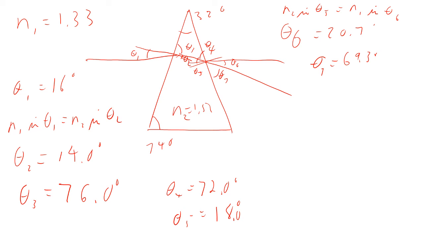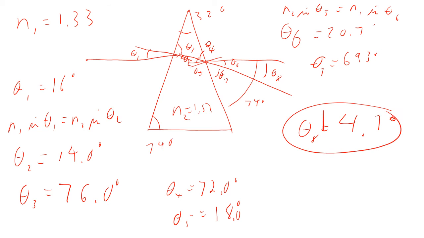Okay, and so here is our 74 degrees. So theta 8, that's our angle of deflection. Remember, before it was 18 degrees. Now it is 4.7 degrees. And so by putting the prism underwater, we have drastically changed the properties of the prism. So we've changed the pattern here. We've changed where the prism would cast its rainbow of colors.